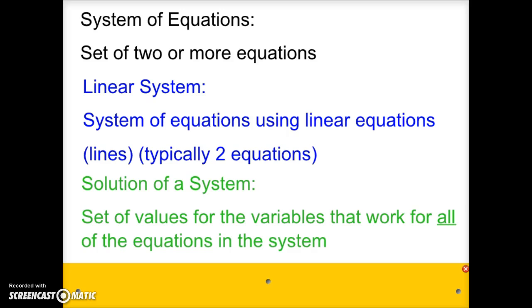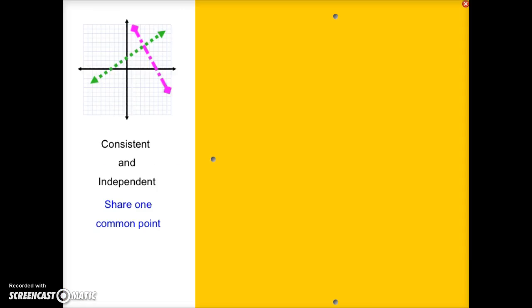Finally, a solution of a system is the set of values for the variables that work for all of the equations in the system. In other words, you're going to find values of x and y that make up a point that work for both lines in this case. The key is everything has to work for both equations, or if it's an overall system, it has to work for all of the equations.